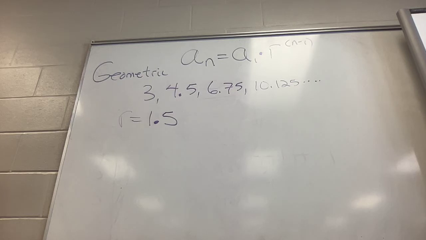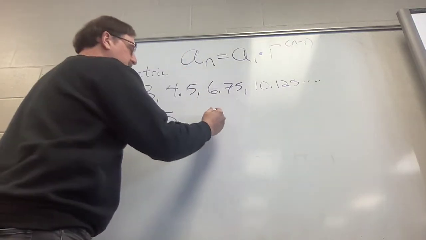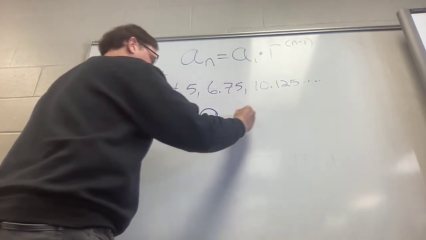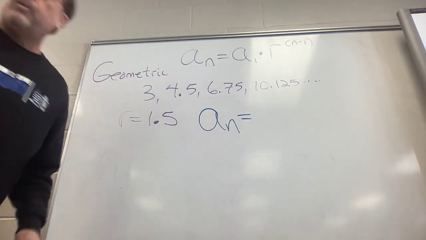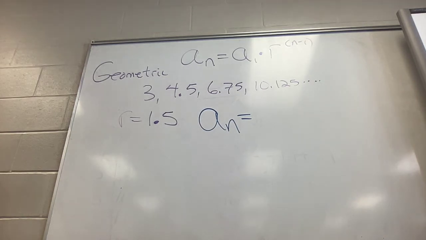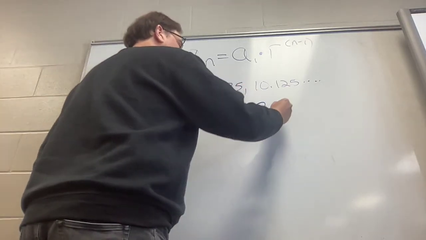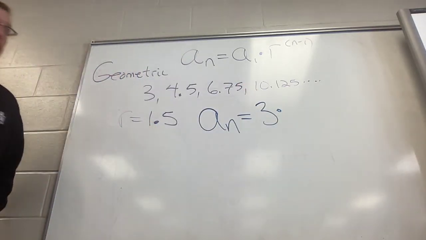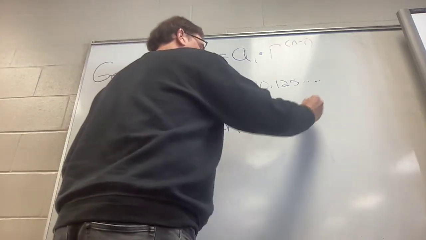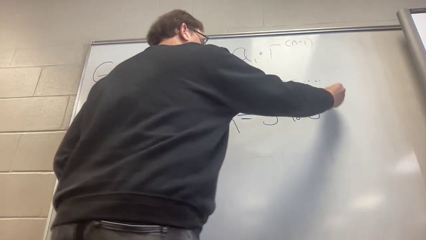Well, to get this formula, it's not too difficult. A sub n is just a label. Do we know what a sub 1 is? 3. A sub 1 is the first one. It's 3. A sub 1 is 3, so please put a 3 here. Have we found the ratio recently? Yeah. 1.5, and the formula is n minus 1.